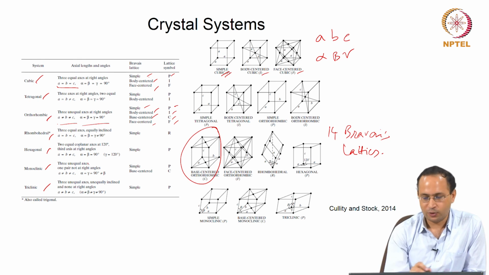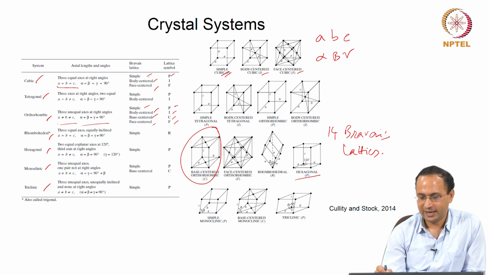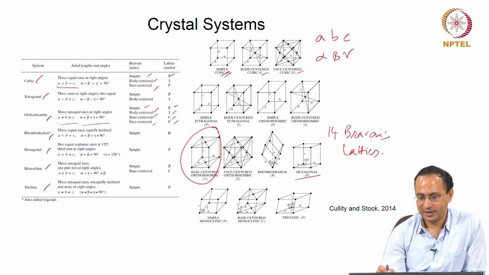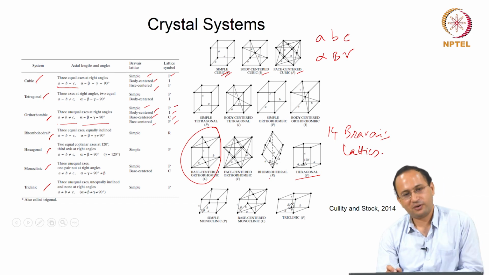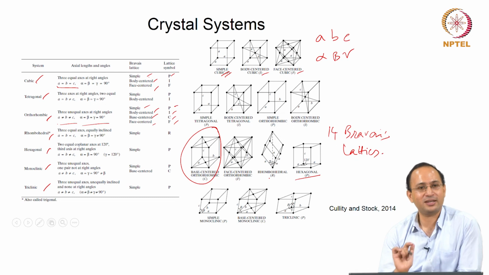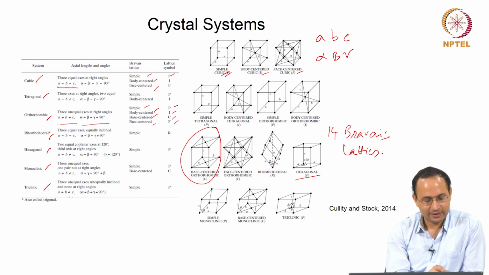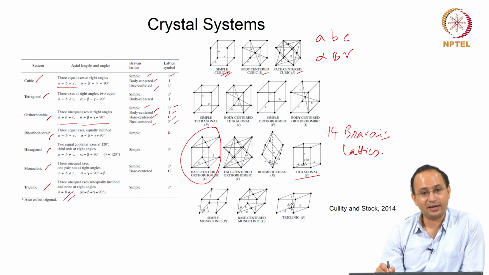Okay, hexagonal. Hexagonal has a equals b, which is not equal to c, c is different, and alpha equals beta equals 90. 2 angles are 90 and 1 angle is 120 degrees. That is what defines these crystal systems. So, 7 crystal systems and 14 Bravais lattices. Triclinic has no sides equal, all sides are different and the angles are also not equal.